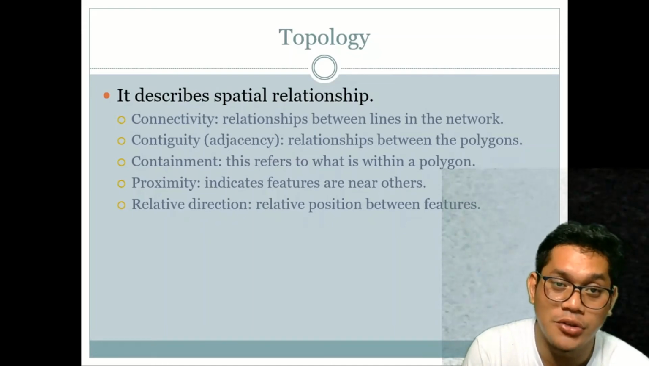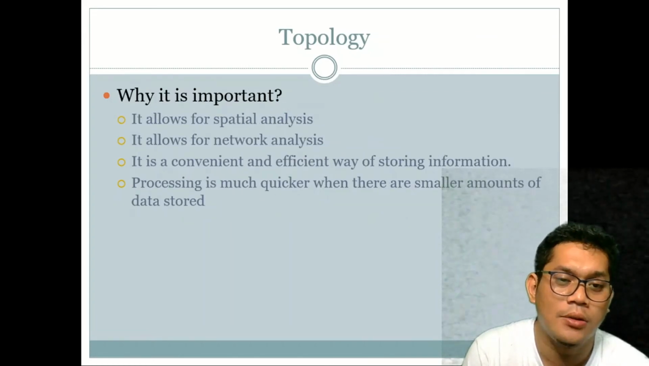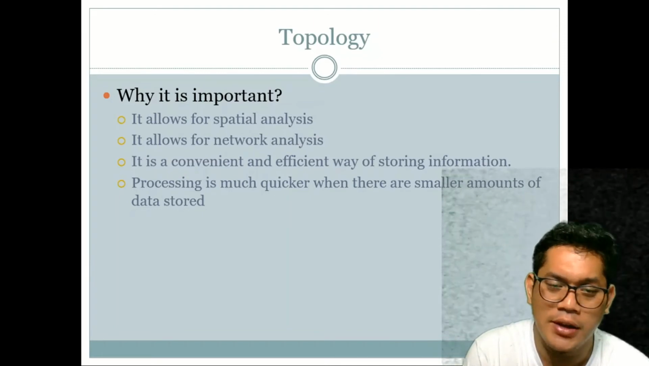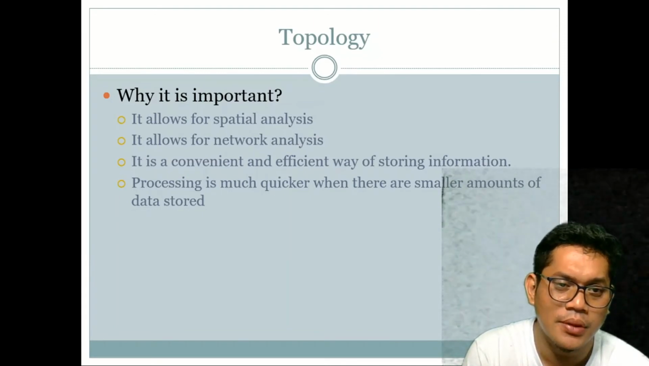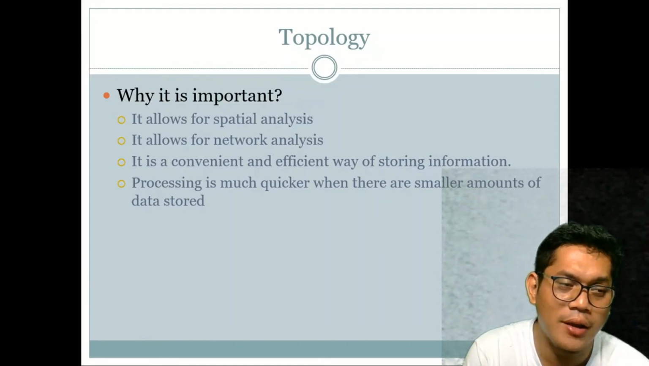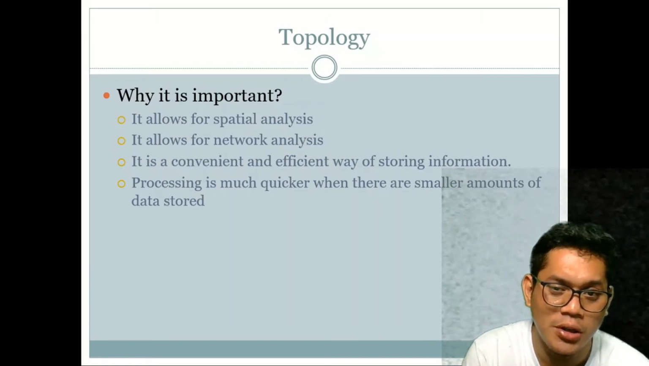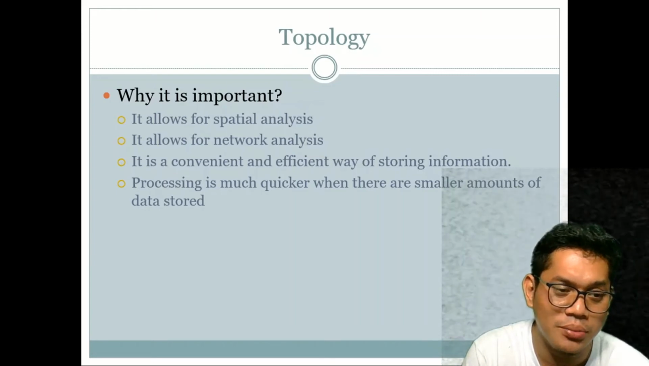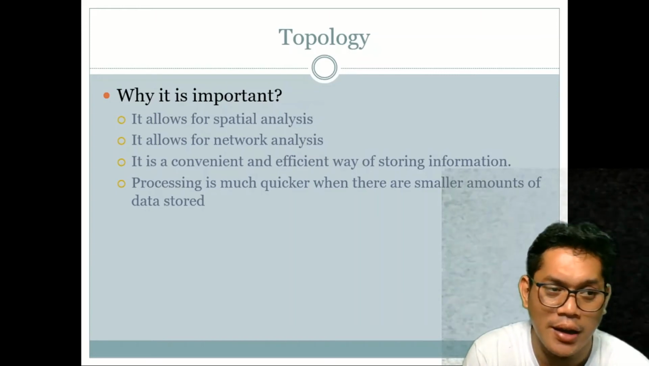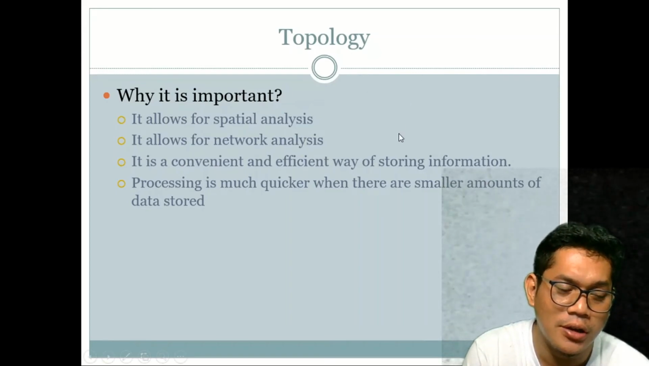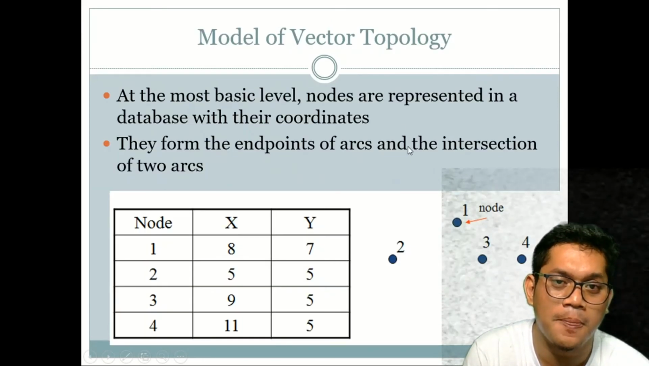That's why we do have this topology. And what is important is that it is very important for spatial analysis and for network analysis. It is a convenient and efficient way of storing information, because we don't want to have redundant data. We don't want to have this rubbish data. And the processing is much quicker when a small amount of data is stored, because we don't want to have redundant data and so on. So we want to ensure that the processing will be more efficient. Okay.